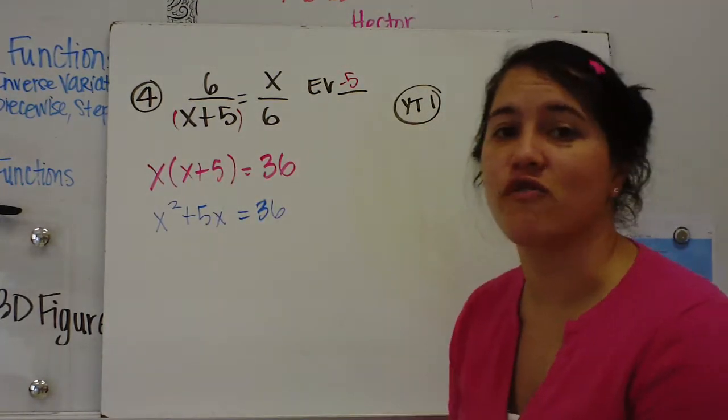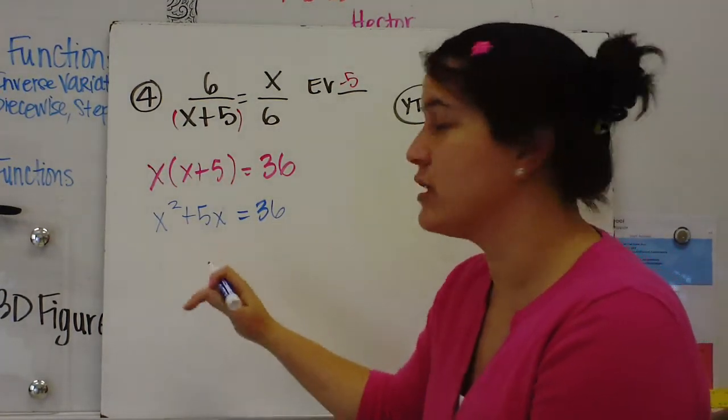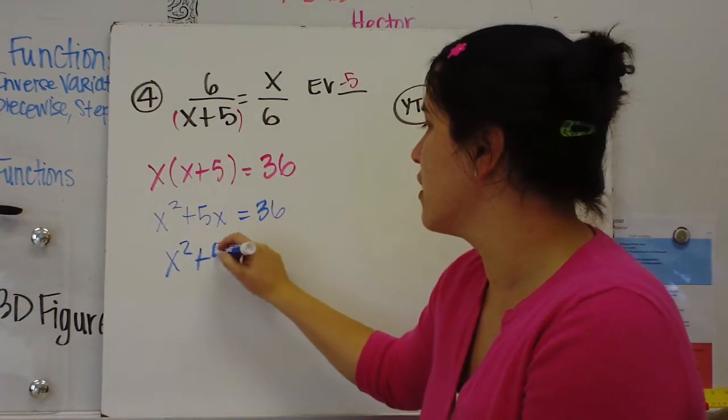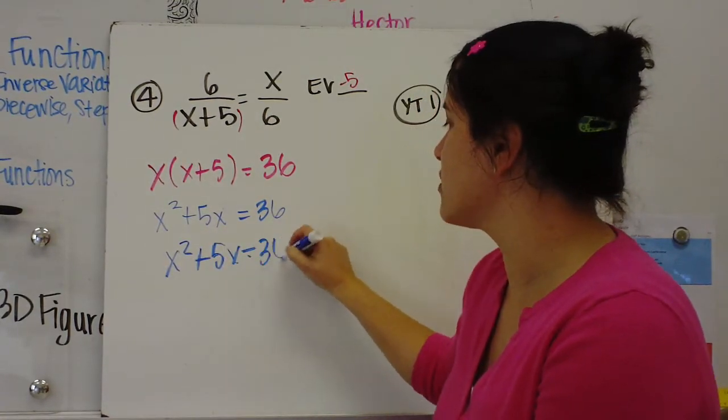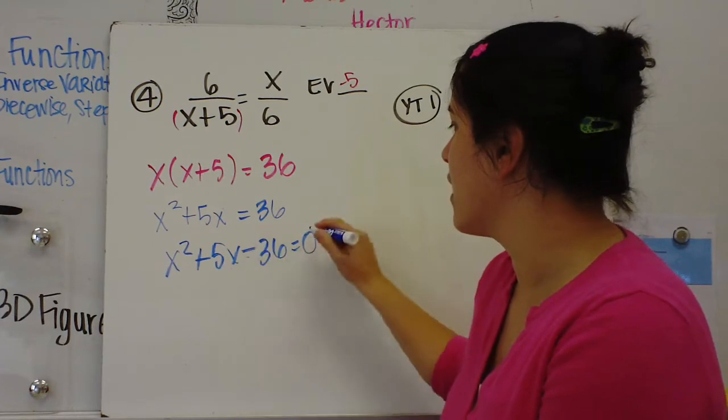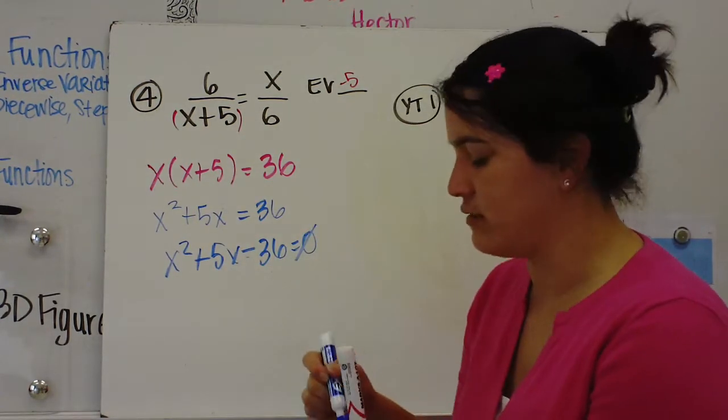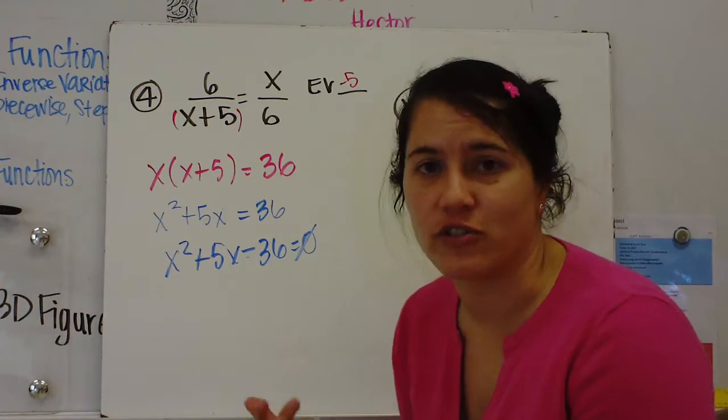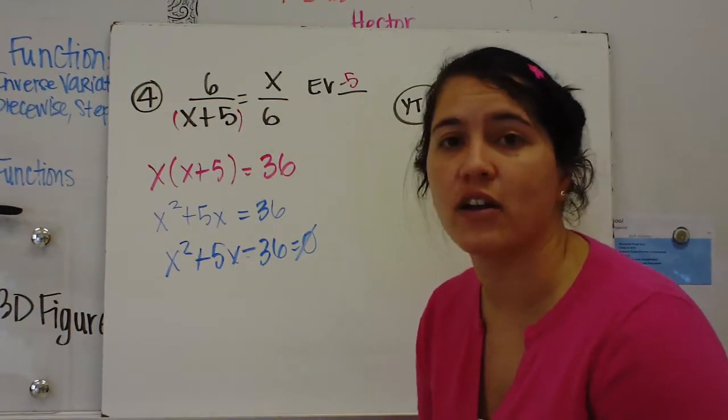We are going to have a quadratic in this case. We move over 36, and we have x squared plus 5x minus 36 equals 0. And we have a quadratic equation. So you can factor, you can use the quadratic formula, you can complete the square, whichever one you want to do.